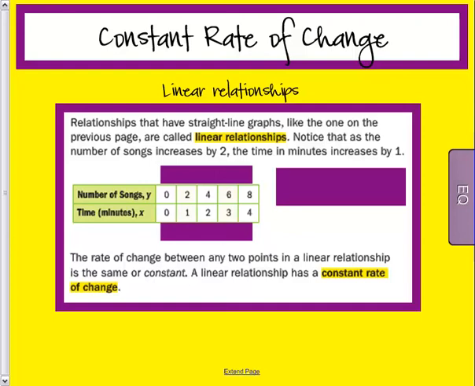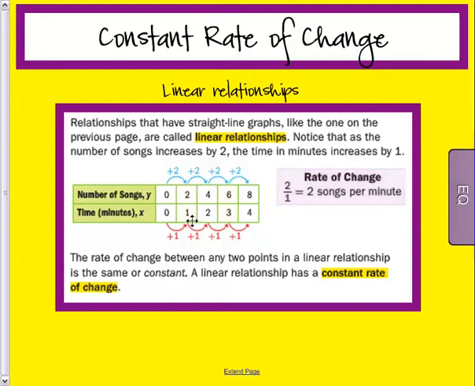Hey guys, today we're talking about constant rate of change and what it means to have a linear relationship. Okay, so if it's a straight line graph, then this is called a linear relationship. So if we look at this table, for example, notice that the number of songs increases by 2 and the minutes in time increase by 1. So what we're saying here is that the rate of change between 2 points is the same constant.